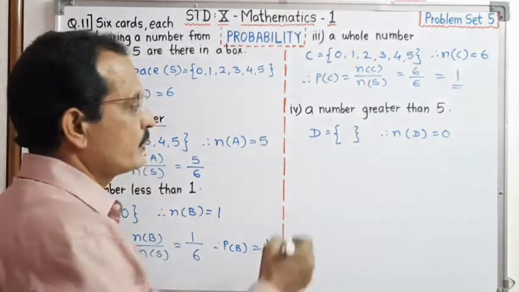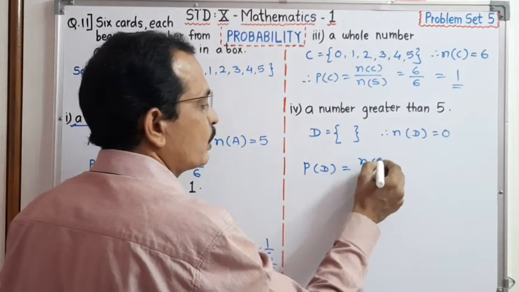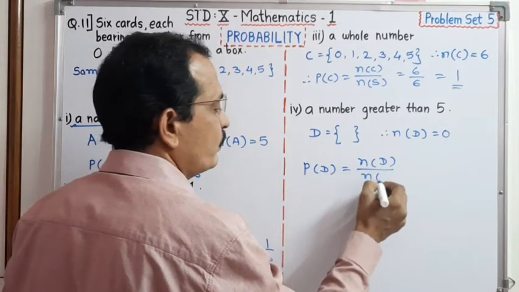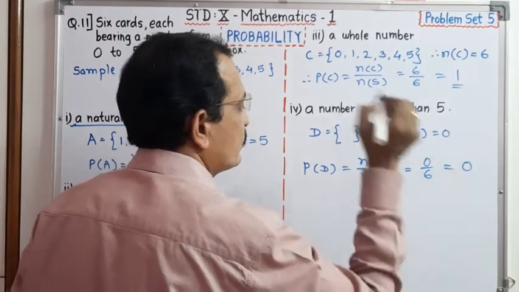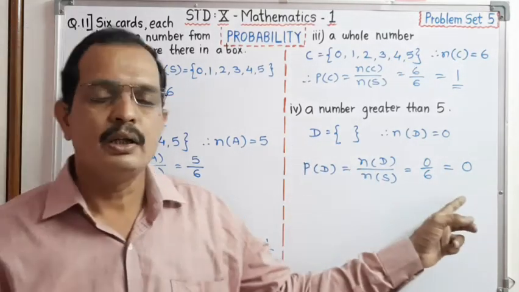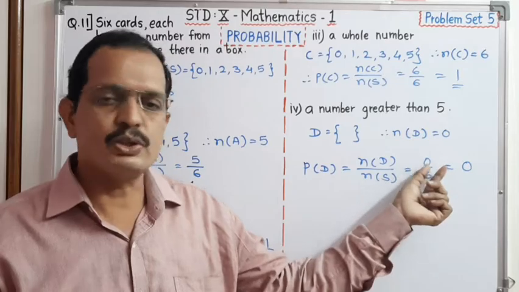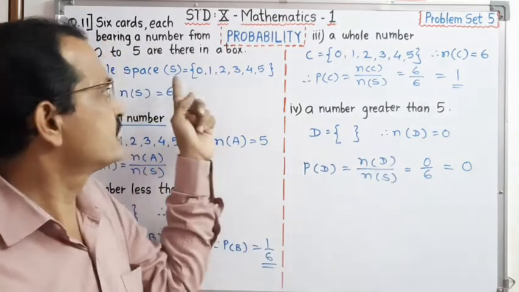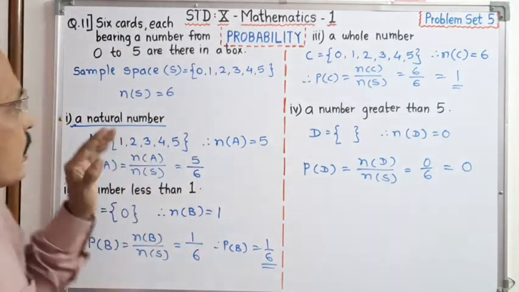Got it? Therefore, dear student, the probability of event D is equal to n(D) upon n(S). It is 0/6, and it is 0. When the probability is 0, then that type of event is known as an impossible event. Dear student, there is a 0 chance out of 6 chances. Got it? Therefore, dear student, here we completed question number 11.